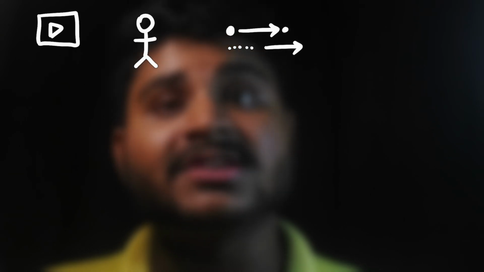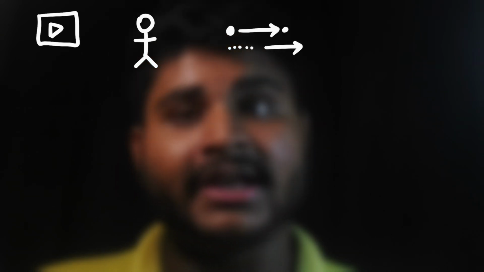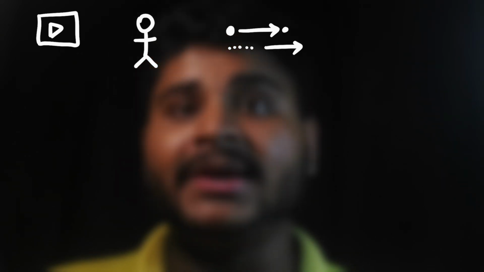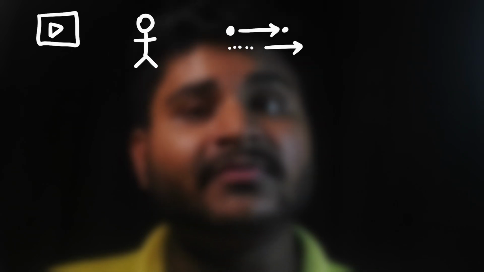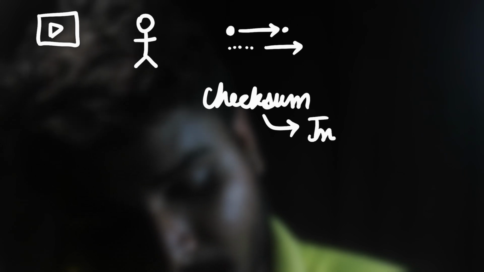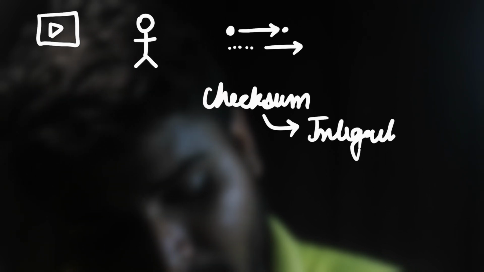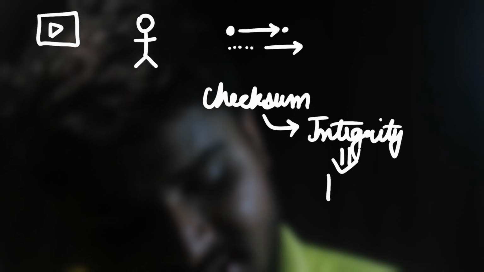The checksum is a form of error detection that ensures the integrity of data being sent. If the data is altered in transit, the checksum will not match, indicating an error. So a checksum is going to make sure that we have integrity. Integrity of what? Our data. The data that we are sending.